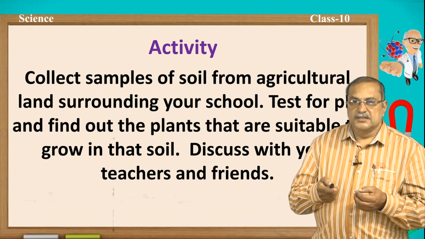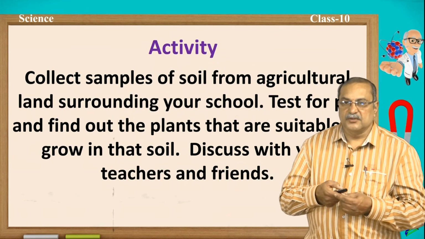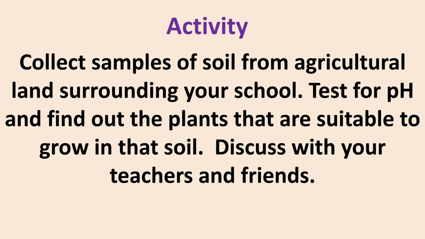Okay. So, next it is the activity time. Collect samples of soil from agricultural land surrounding your school, test for pH and find out the plants that are suitable to grow in that soil. Okay. Not only that, you have to discuss with your teachers and friends how you check the pH value. What are the uses of this, how we can change the pH, that is, if it is acidic we can change it to basic, or if it is basic we can change it to acidic, or even make it neutral also. And also we have to learn how important a role it plays in the plant's growth. Okay.